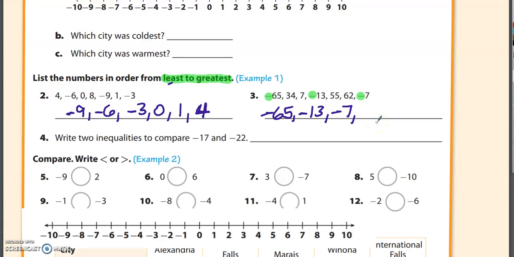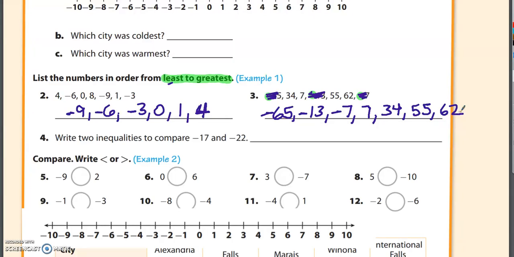I don't have a 0, so now what I'm doing is looking for my positives. So out of these numbers, now I'm going to go ahead and cross off the ones I've used so I don't have as much to look at. Now I've got 1, 2, 3, 4 positive numbers there. If I was starting at 0 and counting to the right, the first time I would come to would be 7. Then I would come to +34. Then I would come to +55. And the last one I would get to would be +62. That is the answer to number 3.